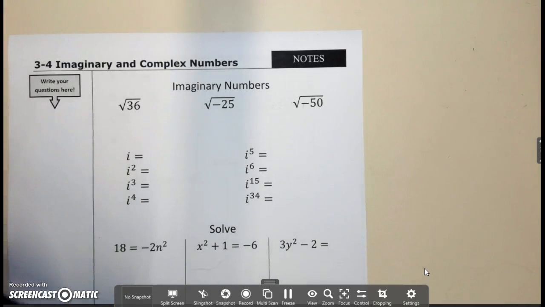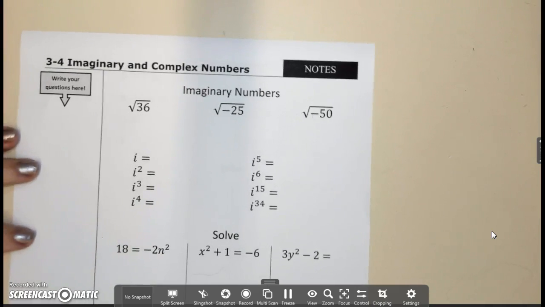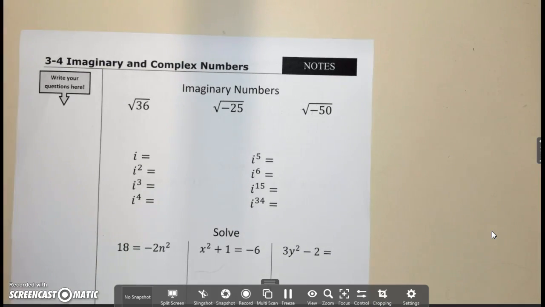Alright, so today we're working on 3-4 imaginary and complex numbers. And if you had me for Algebra 1 or IM1, you remember me always saying you can't take the square root of a negative number until Algebra 2. Well, today is your lucky day, because now you're going to learn how.